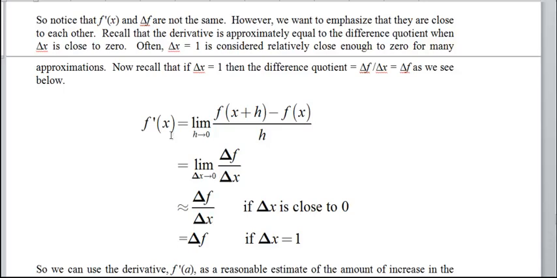The derivative is the limit as h goes to 0 of f of x plus h minus f of x over h, which is just another way of saying the limit as delta x approaches 0 of delta f over delta x. So that is approximately the same as just the difference quotient, delta f over delta x, if delta x is close to 0. But delta f over delta x equals delta f if delta x is 1. So if we consider 1 close enough to 0, then we see that f prime of x is approximately the same thing as the delta f.